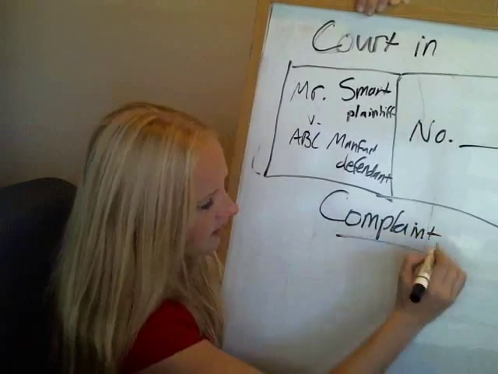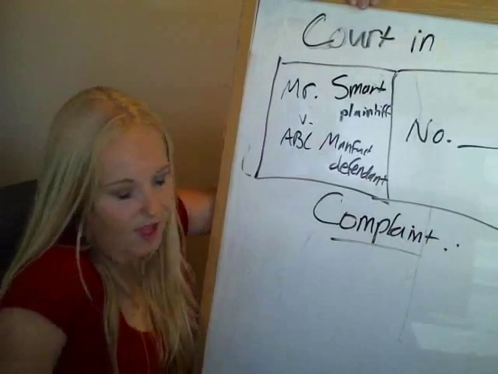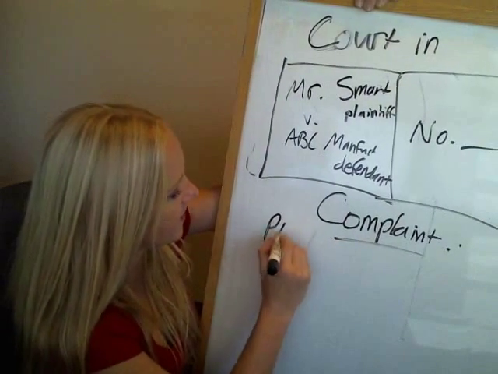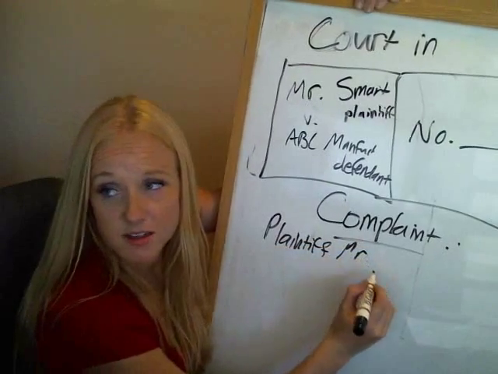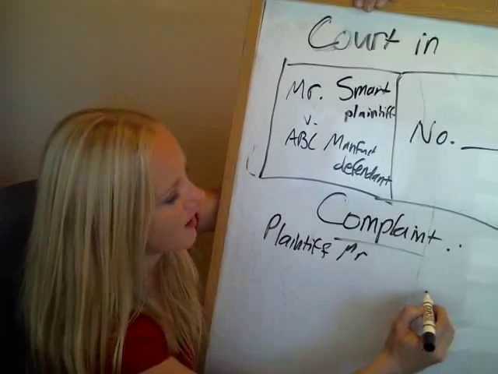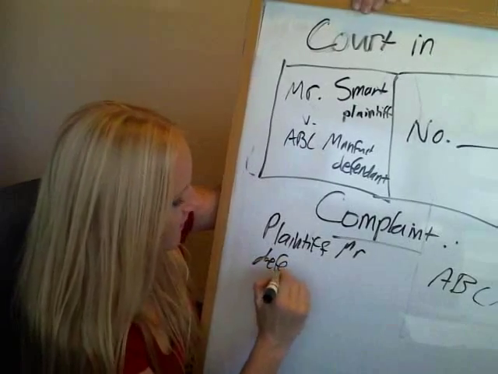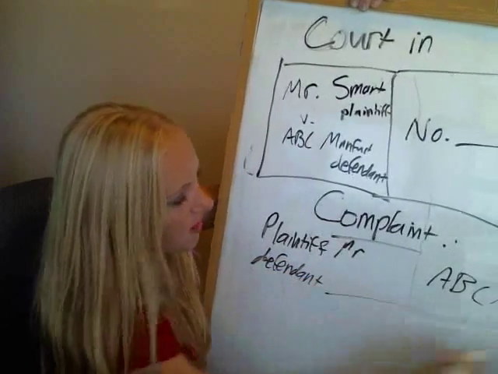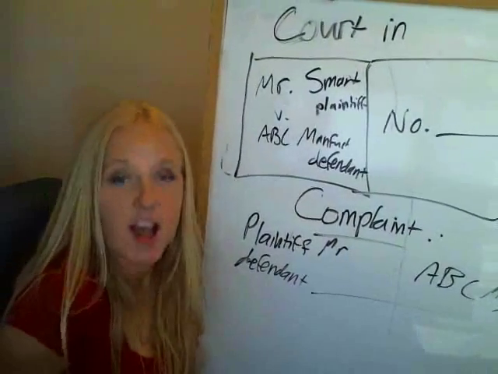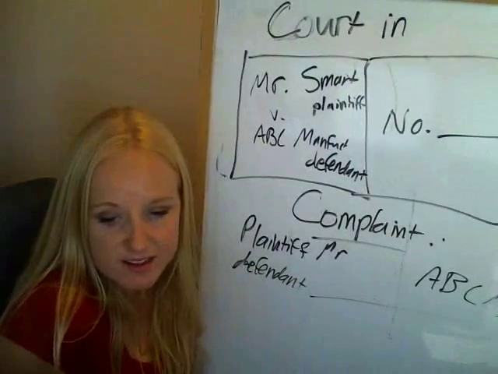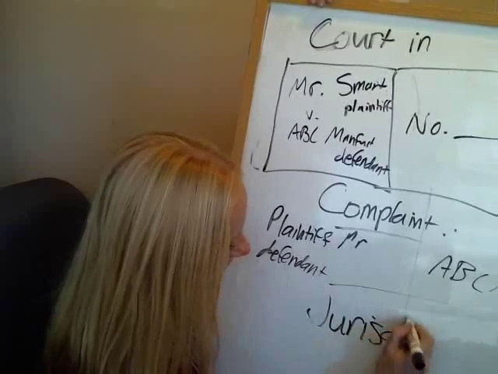So after you have this, then you have the complaint section. And in this section, you're going to list the plaintiff, Mr. Smart, complains against ABC Manufacturing, the defendant. And then you're going to put your claim, that claim of sexual harassment, that violation of Title VII of the Civil Rights Act of 1964. Your jurisdiction comes after that.